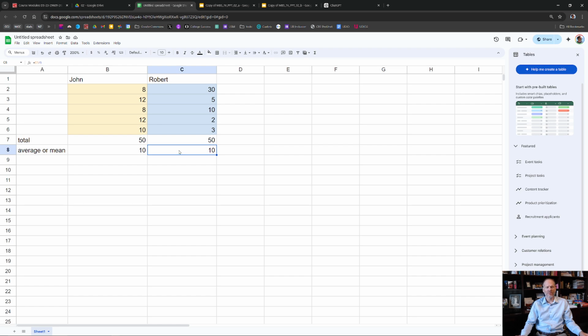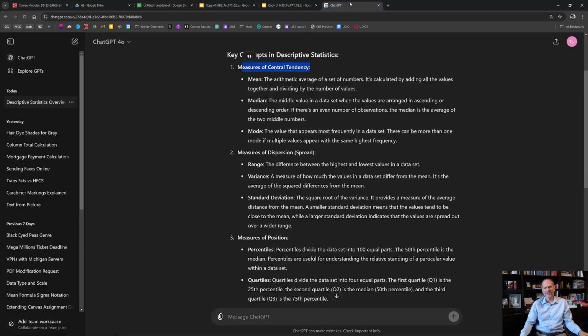And so that's a super important concept in statistics: what's the central point of all these data points? What's the measure of central tendency? What's the mean? And then also, how much does the data vary around the mean, around that central point of tendency?